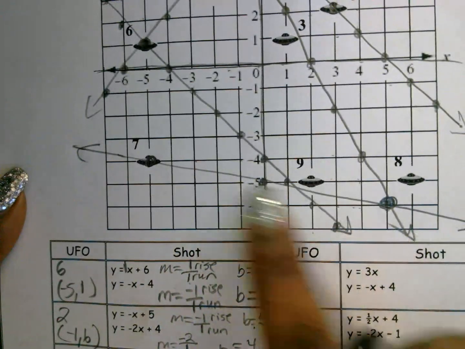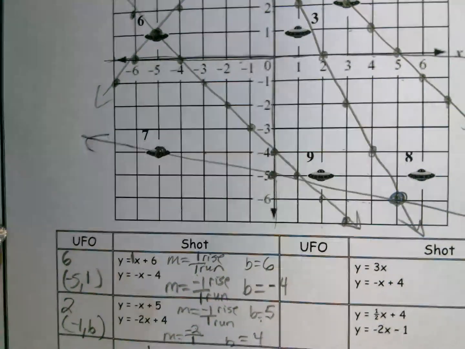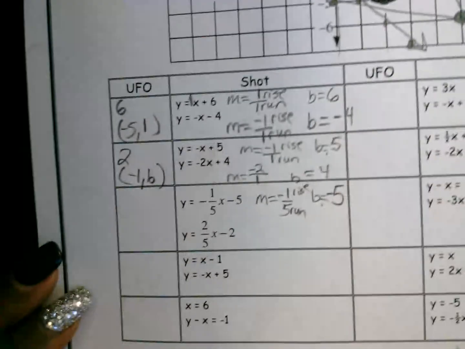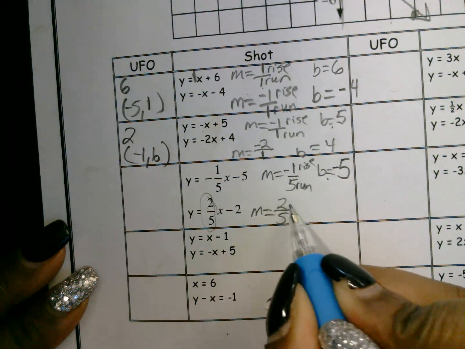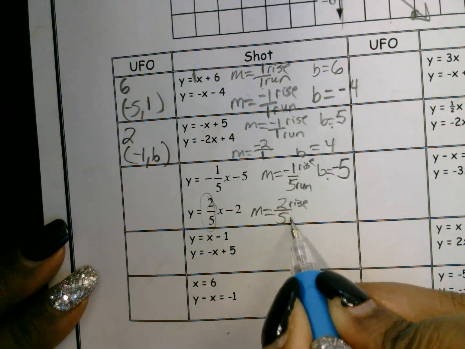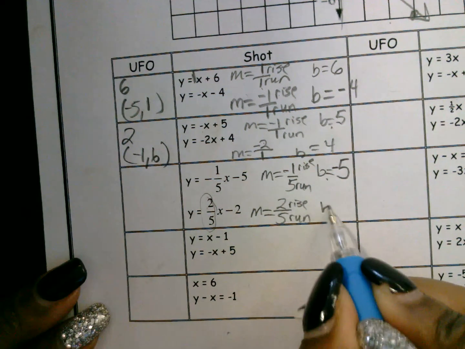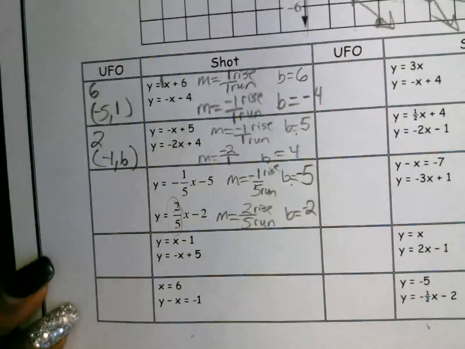Do you see the line? Okay. We're going to do the second equation. M here, the number attached to the x, is 2 over 5. This is rise, this is run. The b here is negative 2.